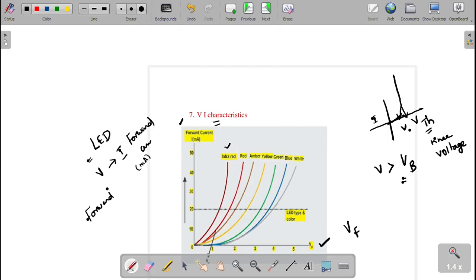This is for different colors. So different colors will have different threshold voltages. That's what they have shown in this diagram. So different colors will have different threshold voltages, right?